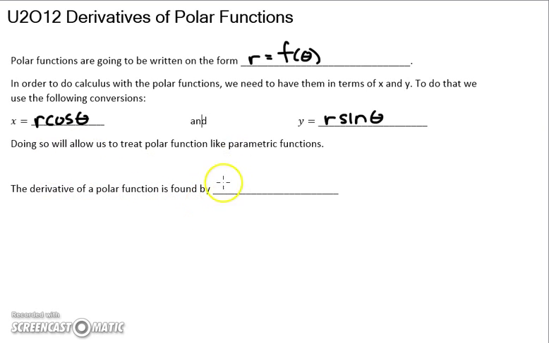So polar functions, just like when we were doing parametric functions, dy d theta divided by dx d theta gives us dy dx. So we're going to want to take the derivative of the y piece, take the derivative of the x piece, and divide them just like we did with our parametric functions. So let's take a look at a real quick example.